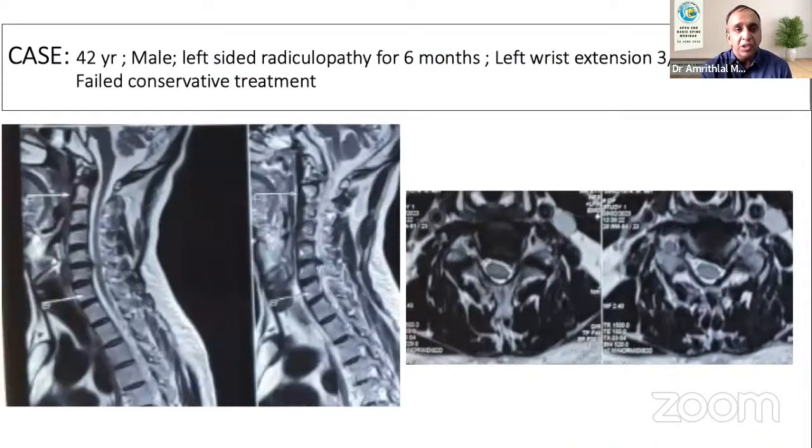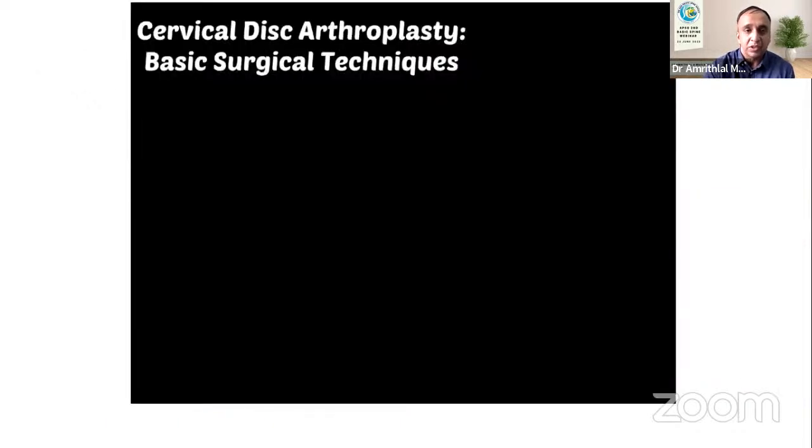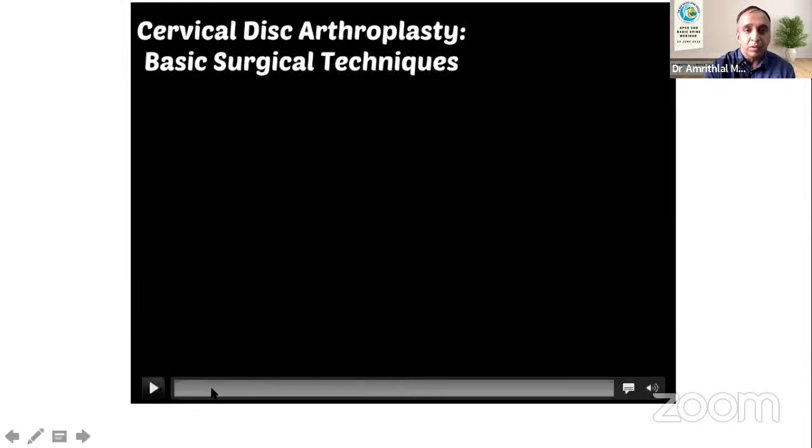Here is a case of a 42-year-old male with left-sided radiculopathy for 6 months. He came to me with a deficit with a motor power of 3/5 of wrist extension, and the conservative treatment had failed. MRI shows a large single level disc herniation on the left side at the C5, C6 level, which corresponds to the clinical findings. So we go on and plan a cervical disc arthroplasty. Here is a small video to demonstrate the procedure.